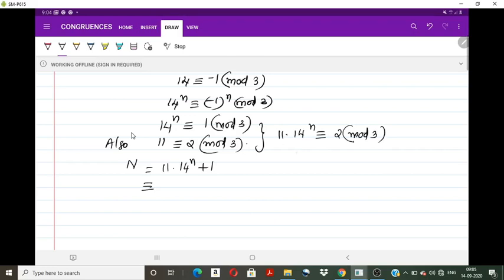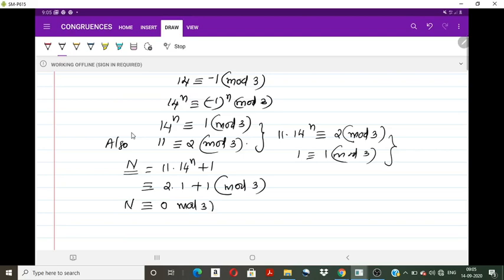Now one more thing we can write is 1 congruent to 1 modulo 3. So these are two congruences. Now we can add these two congruences, which gives the number N. So N is congruent to 2 into 1 plus 1 modulo 3. Now 2 plus 1 is 3, so N is congruent to 0 modulo 3. That means, by the definition of congruences, 3 divides N, which implies N is a composite number.